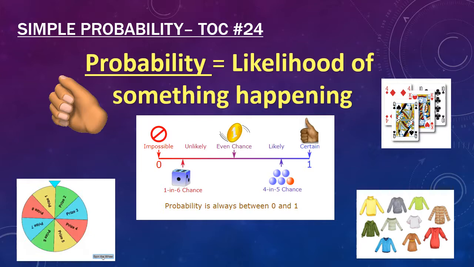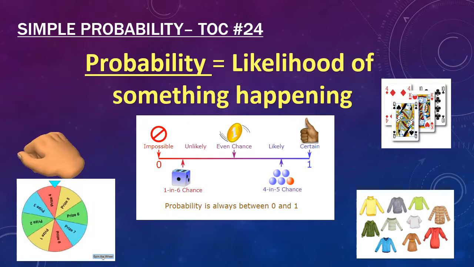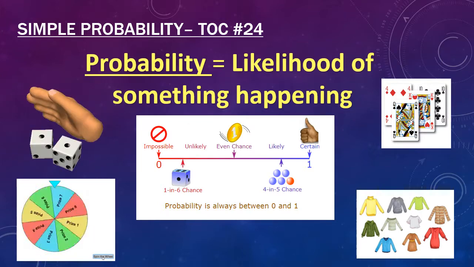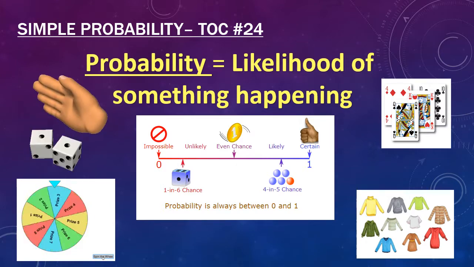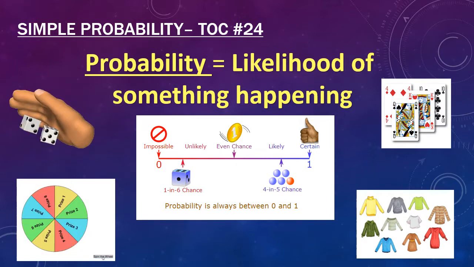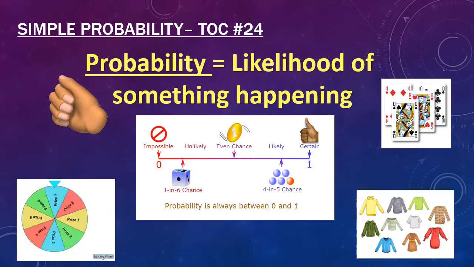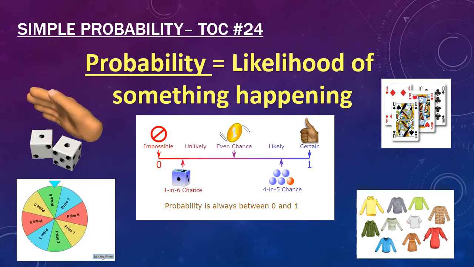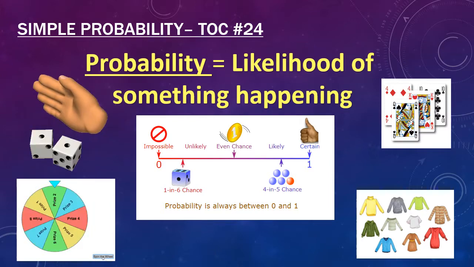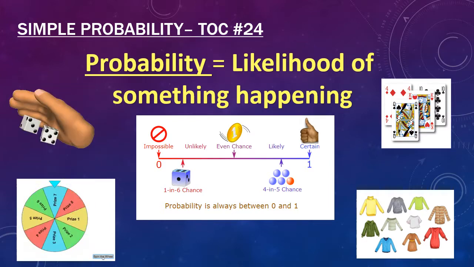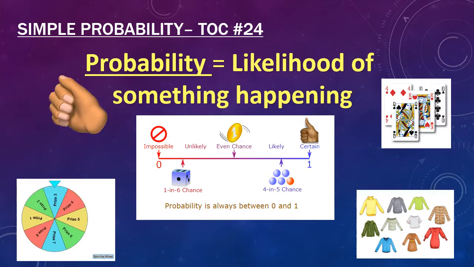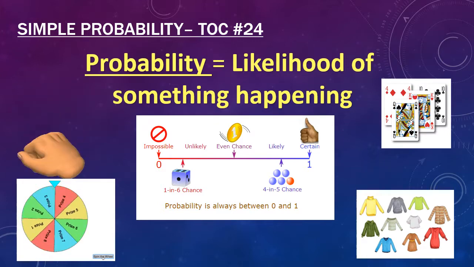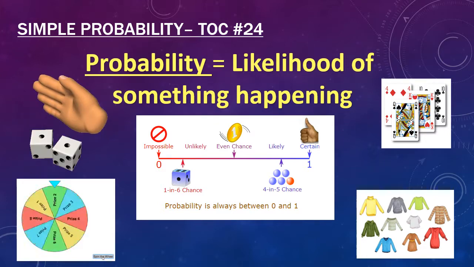A lot of you, I don't know if you've heard of probability, but probability is basically the likelihood or chance of something happening. And you actually use probability all the time. You just don't realize it. A lot of times when we're playing games, we roll dice, we spin spinners, we draw cards. You actually even use probability when you select your clothes.